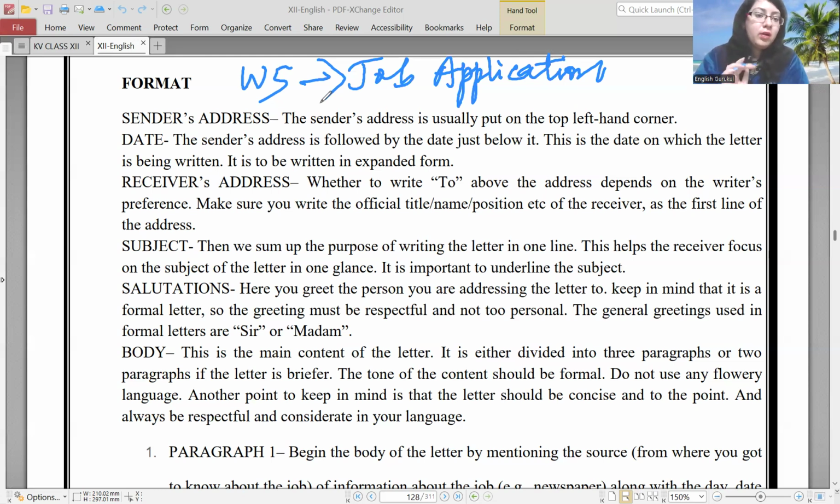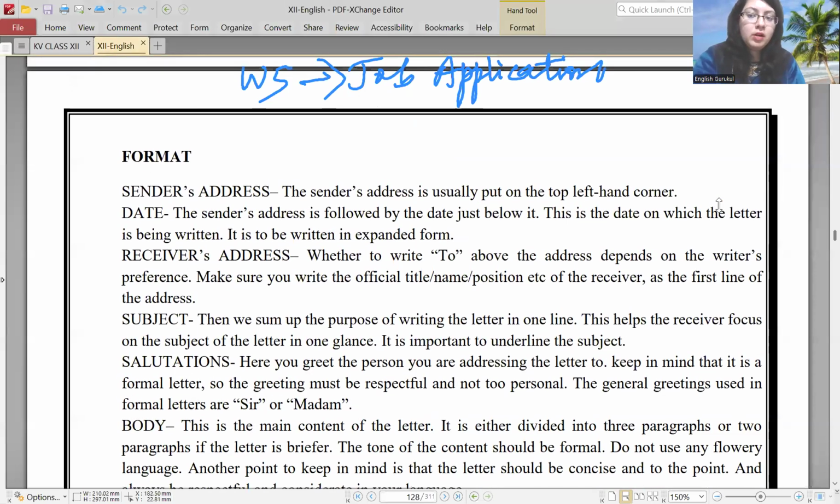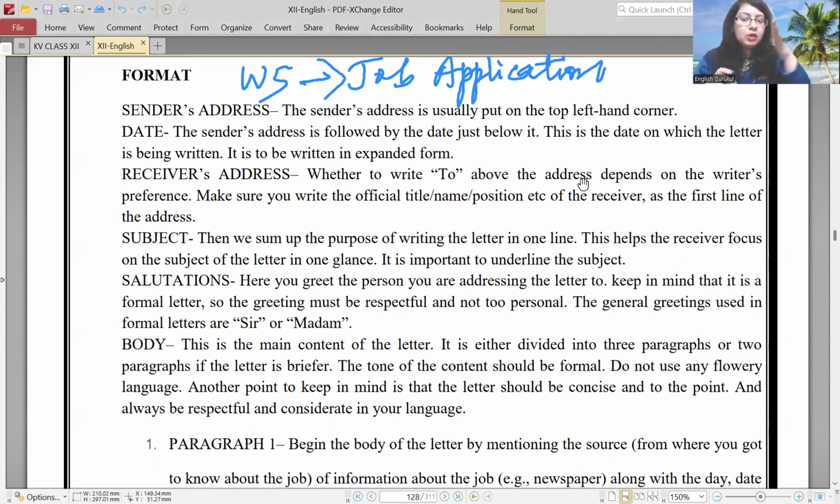Now, under format, what do we have? We have sender's address, right? So the sender's address is usually put on the top left hand corner. So if we talk about the sender's address, that is basically put on the top left hand corner, right?